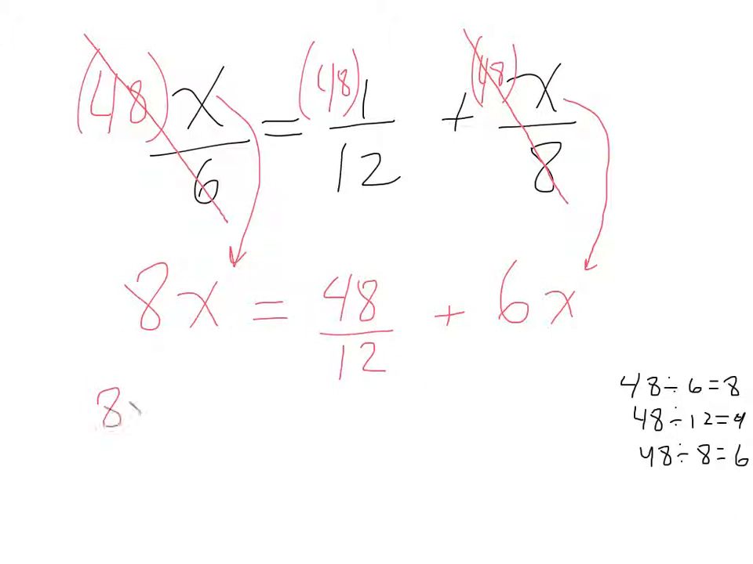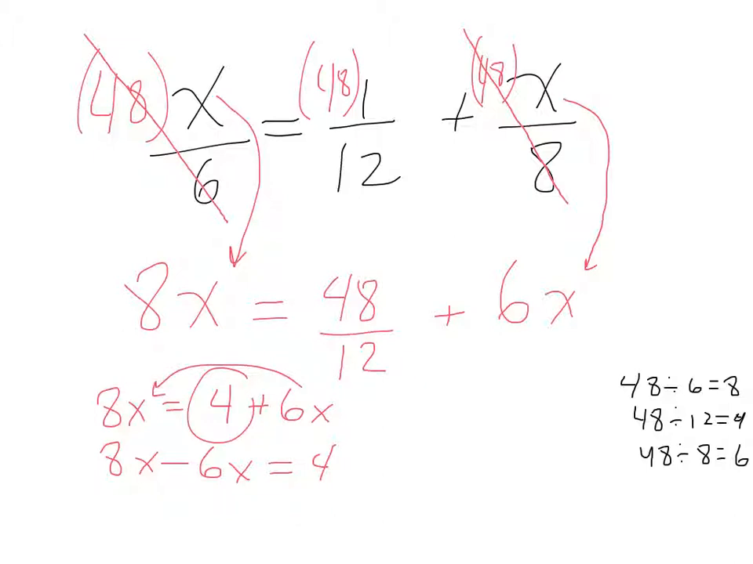So now I have 8x equals 48 divided by 12 is 4, and then plus 6x. I want to collect all like terms, all x's, on the left, right? And leave my regular number 4 right there where it is. So it'll be 8x minus 6x equals 4. Because this 6x came over, and it was addition, so it becomes subtraction. So 2x equals 4. Bring that 2 under and divide. So x equals 2. Okay?